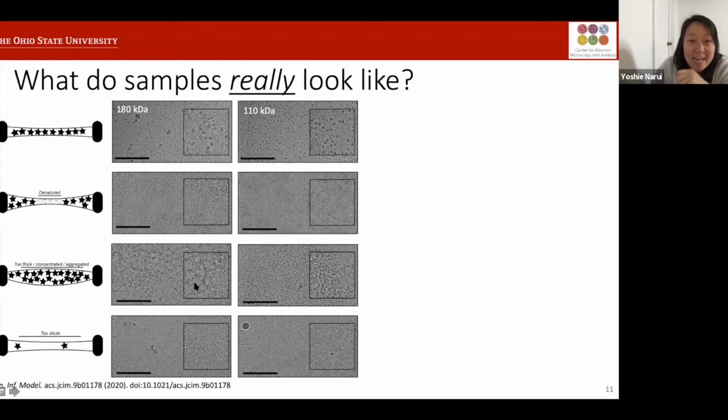In panel C, again, this one was where the ice is too thick. Clearly you can see something is there. It doesn't look like a particle, it just looks like a tangled sort of mess. And this is not what you want to see either. You cannot move on with this sample.